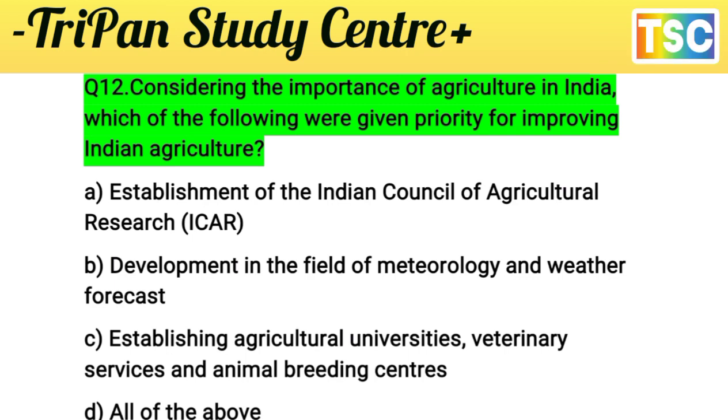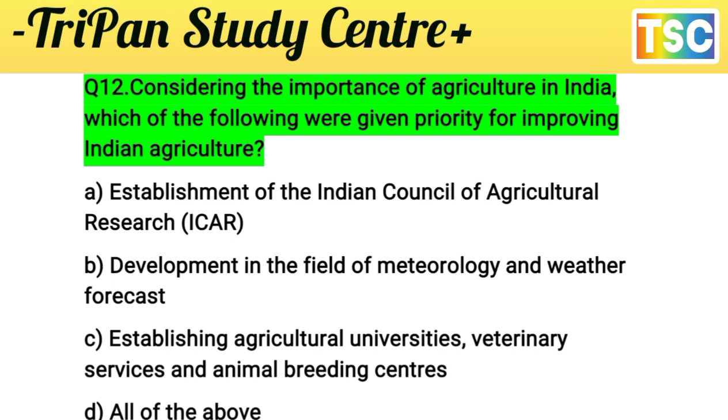That's the right answer. The establishment of the Indian Council of Agriculture Research, ICAR, is important. And the right answer? Development in the field of meteorology and weather forecast is important also, which means B is correct here. And C, establishment of agriculture universities, veterinary services and animal breeding centers, is important also, because for improving agriculture, A, B and C are most important. It means the answer is D, all of the above. It means A, B, C is the correct answer for this question, so option D is correct. That's an important question and answer.